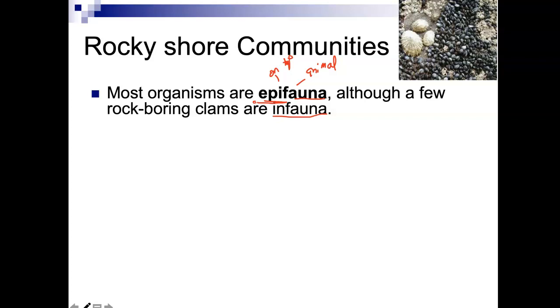The vast majority of the organisms that you're going to talk about and see in rocky shore communities are going to be epifauna. So that's a really big, important distinction. You for sure will see that on an exam somewhere. Rocky shore communities, the majority of the organisms are A, epifauna, B, infauna. So you want to know that it's going to be epifauna for your rocky shore communities.